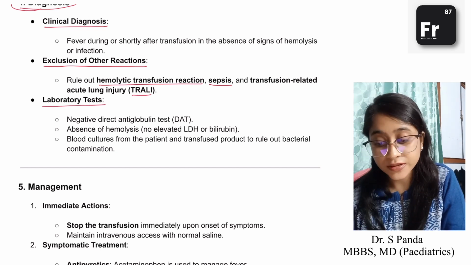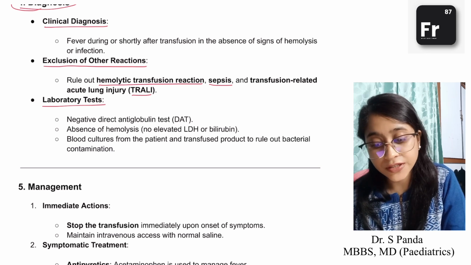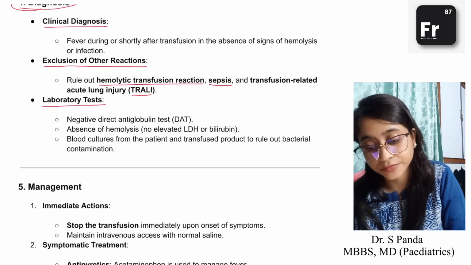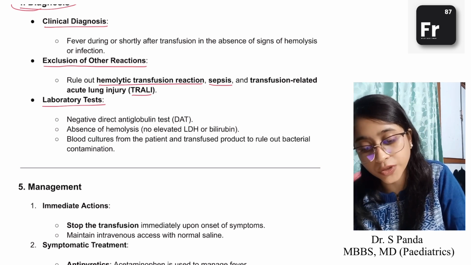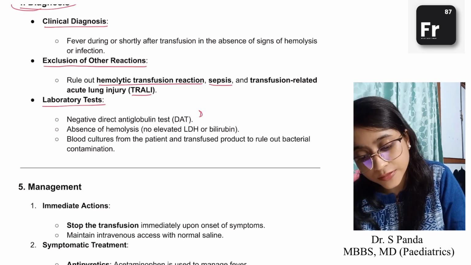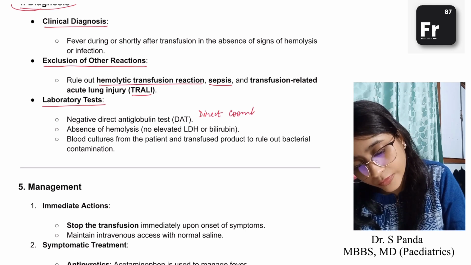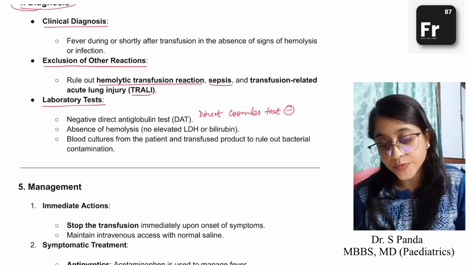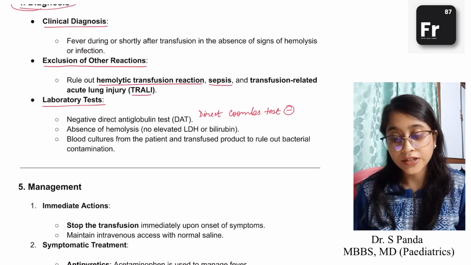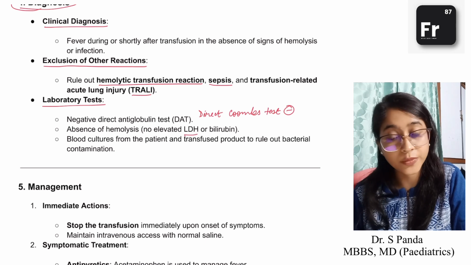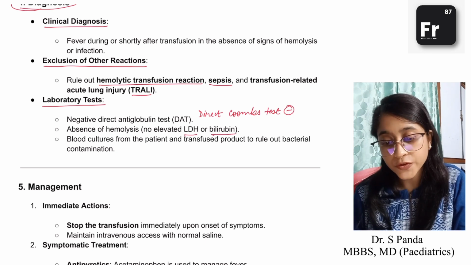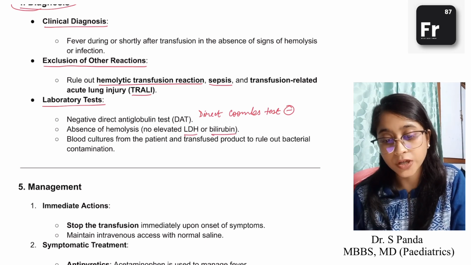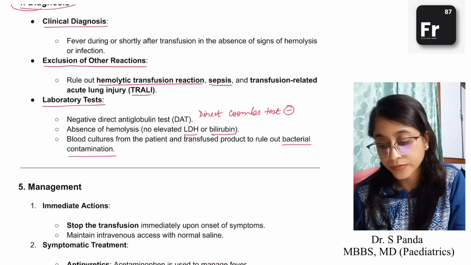Going for the lab tests, there is a negative direct antiglobulin test, that is, a negative DAT. So what do we go for? We go for the direct Coombs test, and it is negative. Absence of hemolysis, so there is no elevation in LDH or bilirubin. Blood cultures from the patient and transfused product to rule out bacterial contamination.